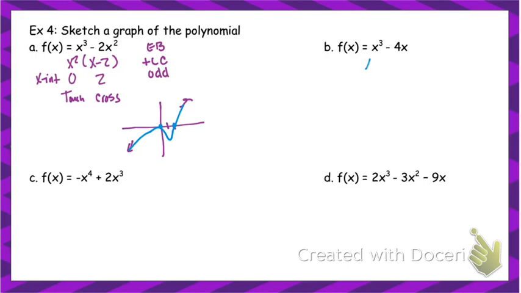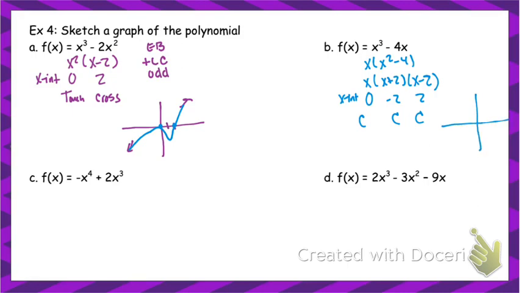All right, on B, GCF first. So then my zeros here are 0, -2, and 2. At 0, actually at all of these, my graph is just going to cross. This was an odd degree. It was a third degree polynomial, positive leading coefficient. And then I just cross through each of those points.